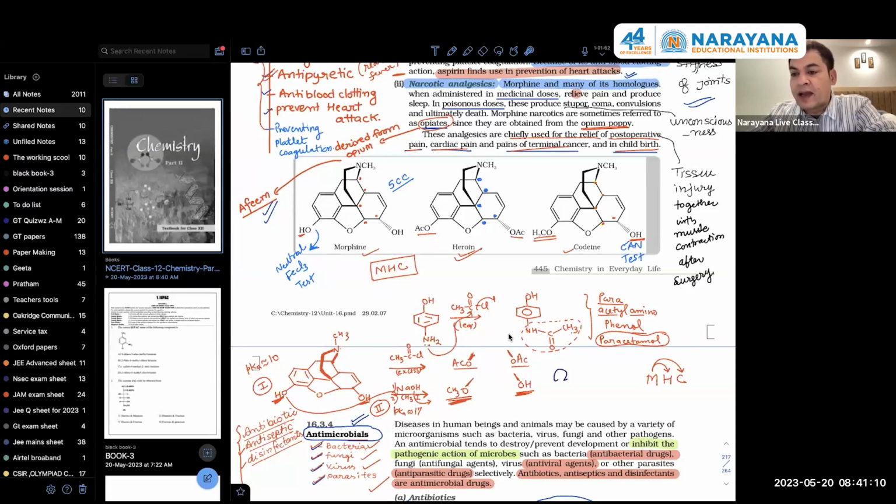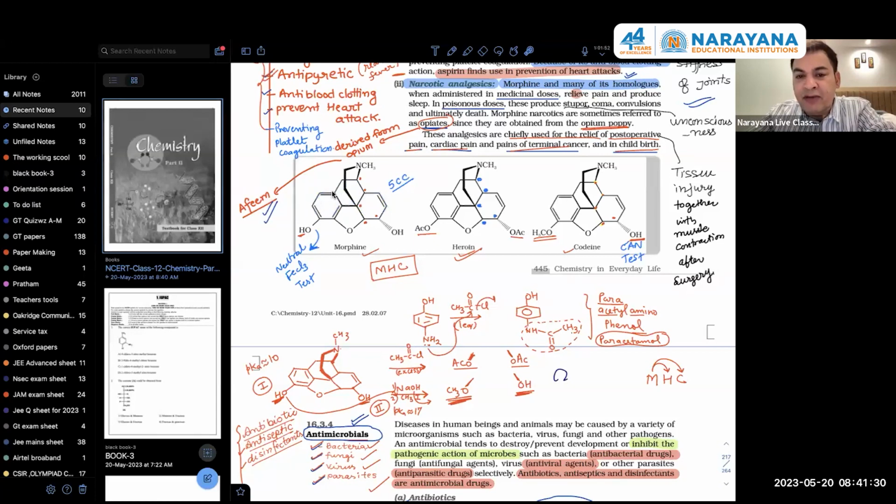First, remember MHC: there are three compounds, morphine, heroin, and codeine. Please remember these three compounds. The basic structure is the same in all three cases, which means we have three rings.